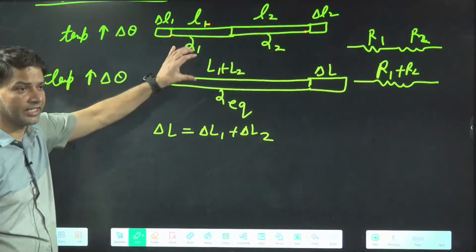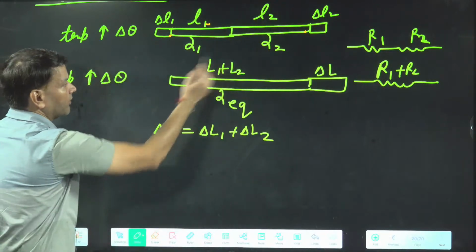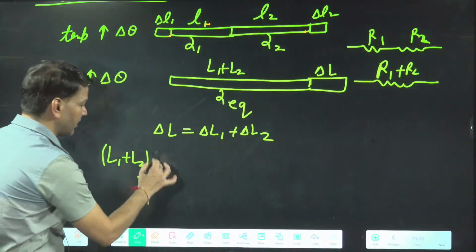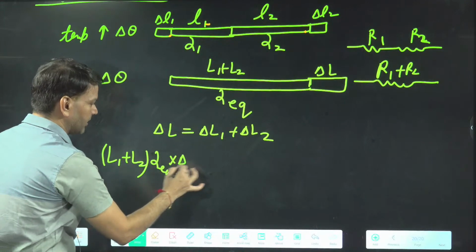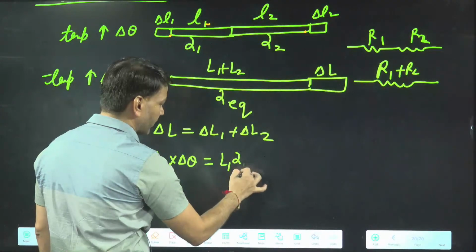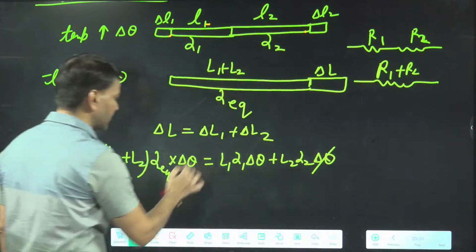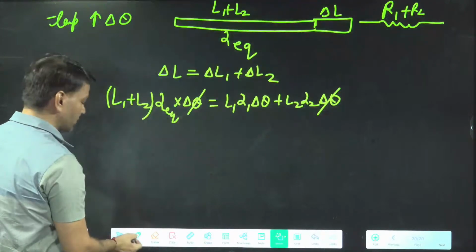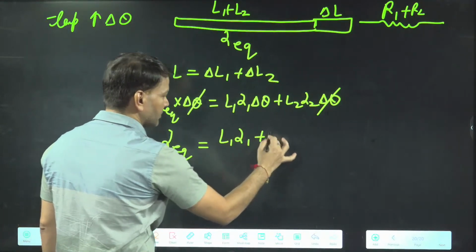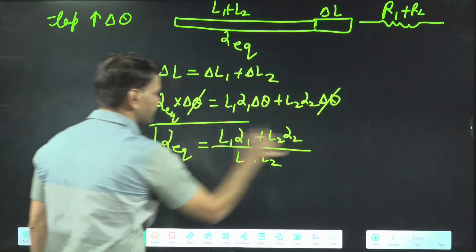Now, for this rod, delta L, what can I write? Delta L formula is what? L alpha delta theta. What is the L of this rod? L1 plus L2. What is the alpha? Alpha equivalent into delta theta. That is equal to delta L1, which is L1 alpha 1 delta theta plus L2 alpha 2 delta theta. Now delta theta cancels out. Now choice is yours. You can mark up the formula directly. Alpha equivalent is what? L1 alpha 1 plus L2 alpha 2 upon L1 plus L2.